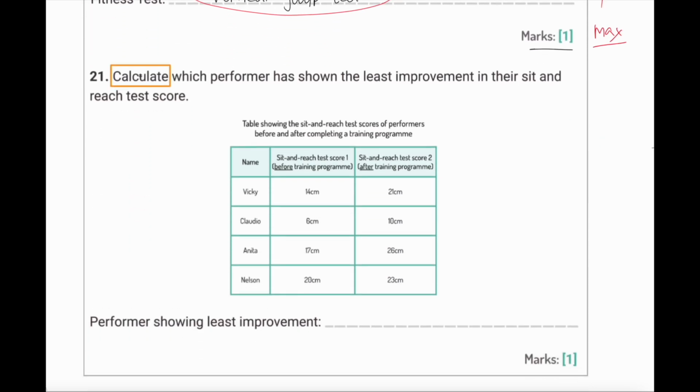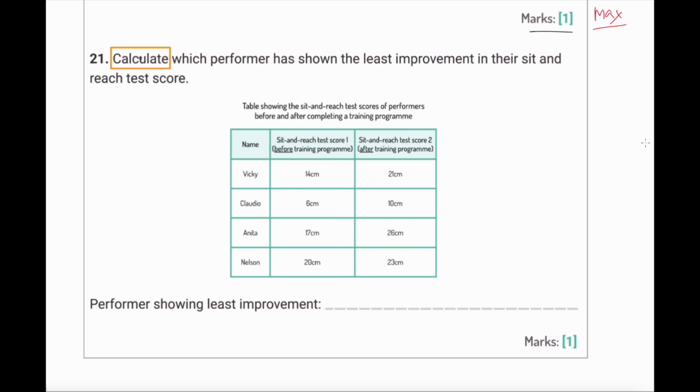Maybe I will. Okay, this one I think is a little more intriguing. Calculate, okay, which sort of makes us feel like we're going to get the ruler out, right? But which performer has shown, and this is the key word, the least improvement? If I pick up on that differently, most, some, other, middle, median, mean, we need the least improvement in their sit and reach.